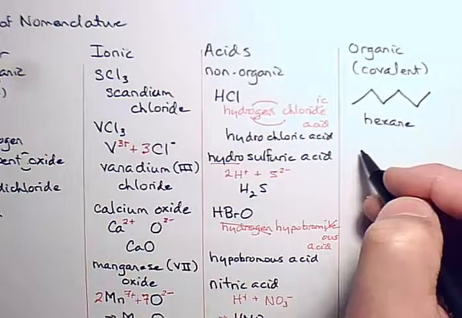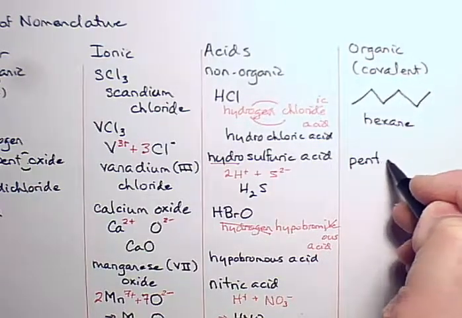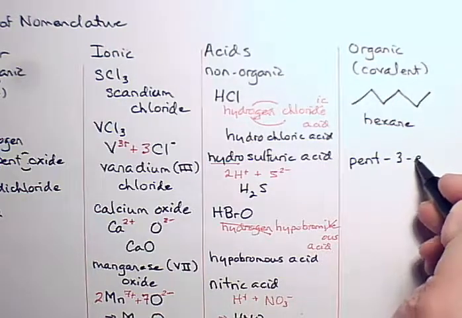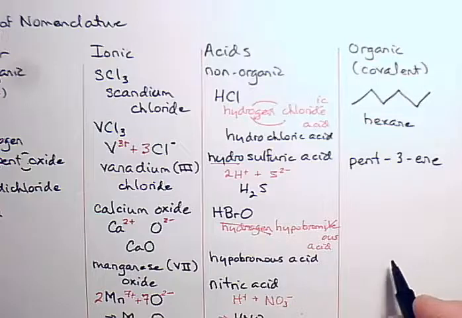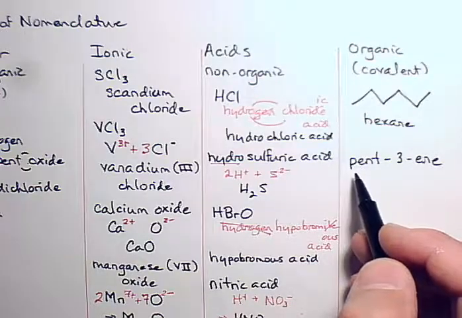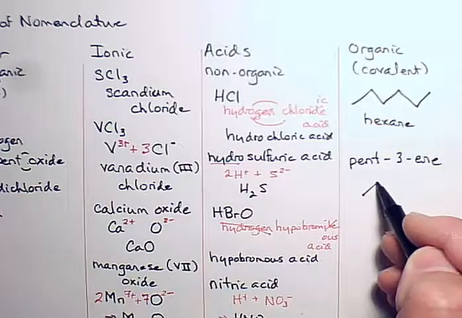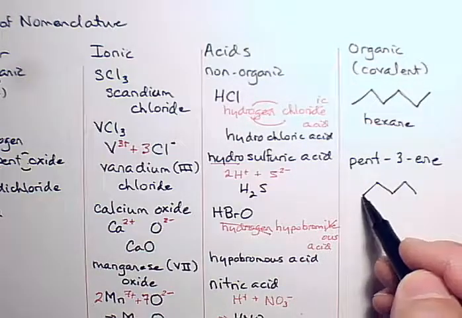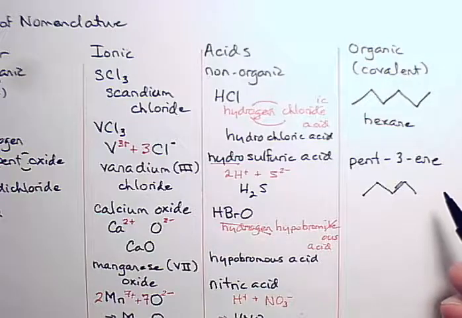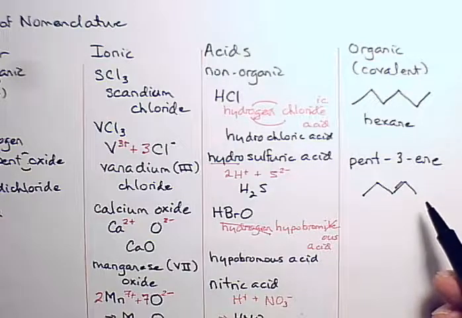Alright, so then if we have a name like pent-3-ene, we can figure out the structure of the molecule. Pent means the main chain has 5 carbons in it: 1 on each end of that line, 2, 3, 4, 5. And I have a double bond on number 3. 1, 2, 3. Oops, guess what? That's pent-2-ene because we should be numbering from the right.